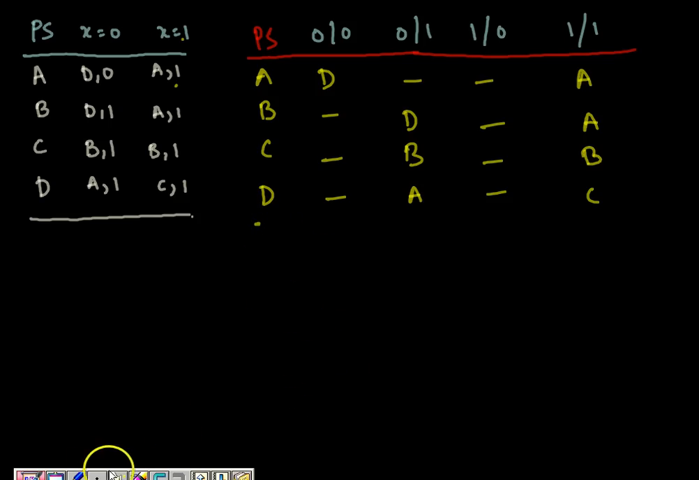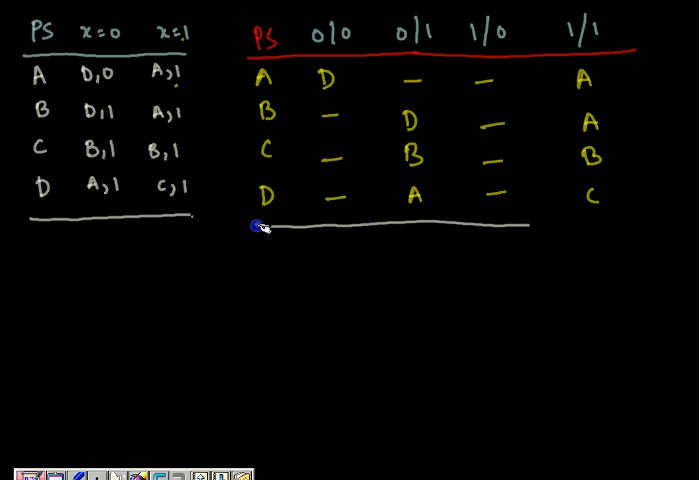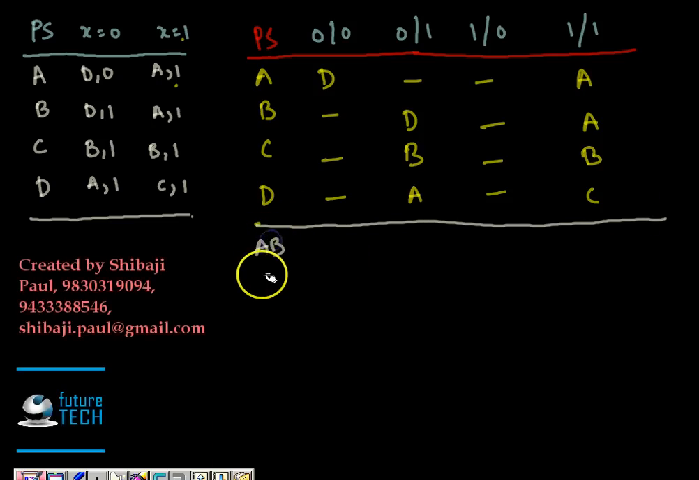Now we need to build the lower part of the testing table by using the information of the upper part. So there are these combinations: AB, AC, AD, BC, BD, and CD.